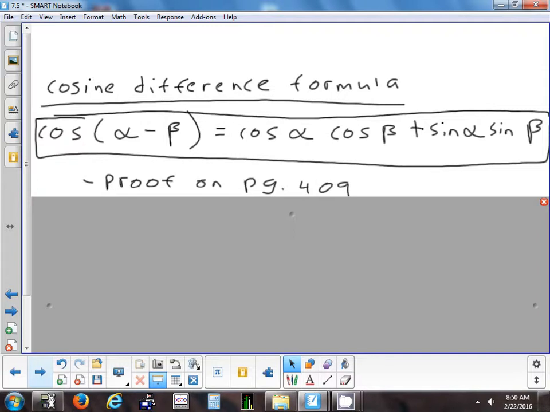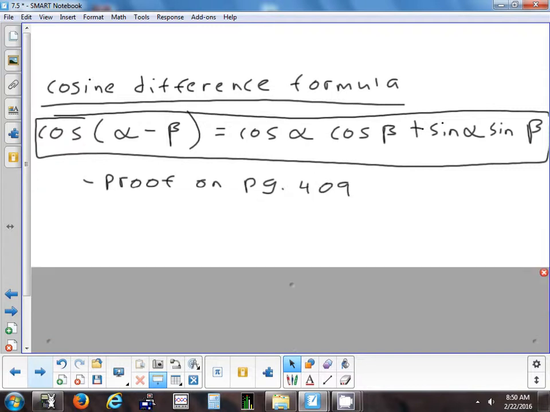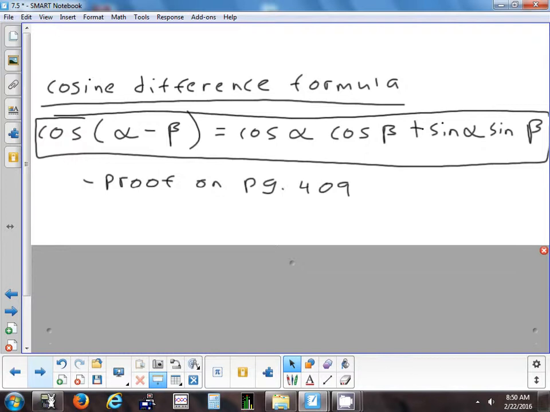We might look at proving a couple of these formulas, but this one I'm not going to prove. It's a pretty lengthy proof. It is on page 409. But we're going to use this as our starting point. We're just going to use that. Maybe we'll prove another one with it. So that's your cosine difference.